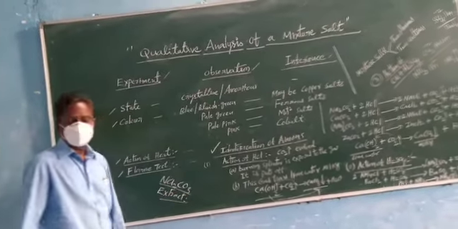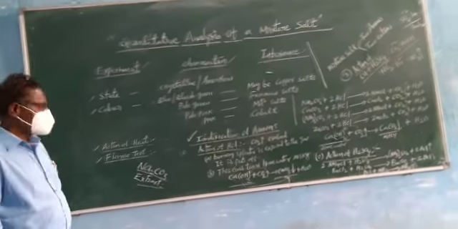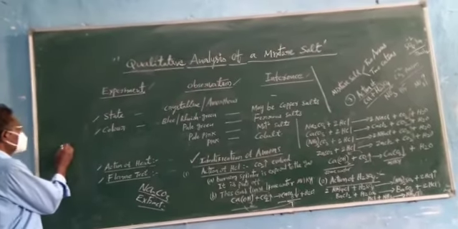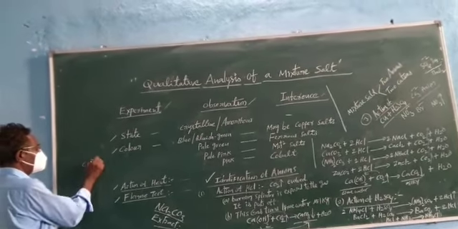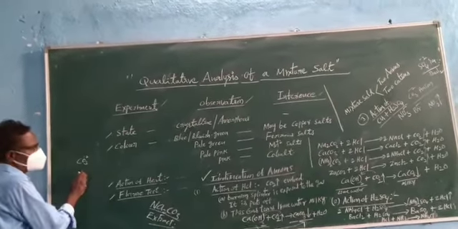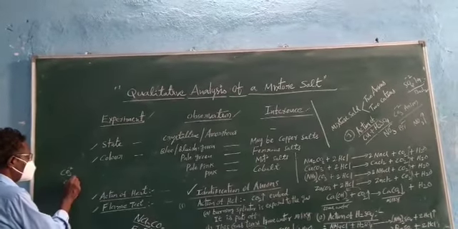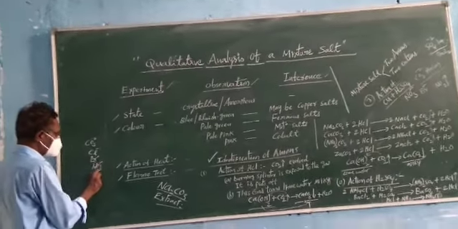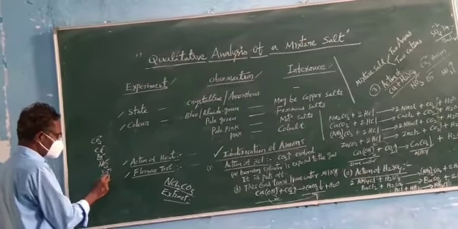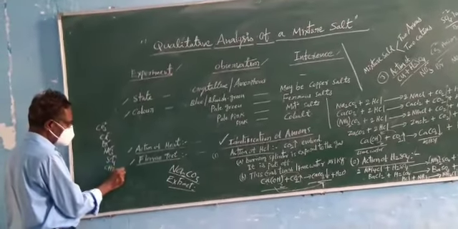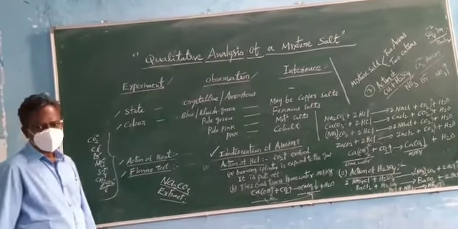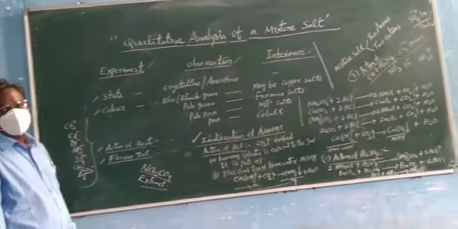By using sodium carbonate extract, we will do the confirmatory test for anions. So you know very well the anions: carbonate ion, then chloride and bromide ions, nitrate ions, sulfate ions, acetate ions, and borate ions. These are some of the anions present in the given mixture salt.